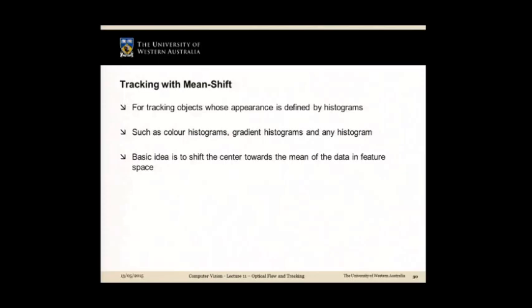The basic idea is to shift the center towards the mean of the data in feature space, and shift the center of the object that you are tracking. So you shift the center of the object that you are tracking to the mean of the data in feature space. And the center of the object, if you have a fixed size window around an object, you can get the center of that object, or the center of that particular window.